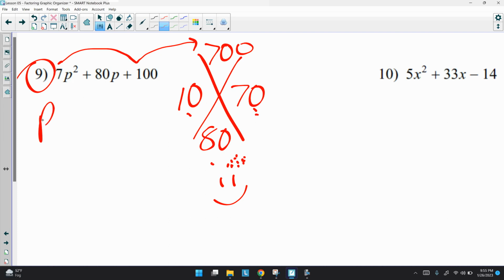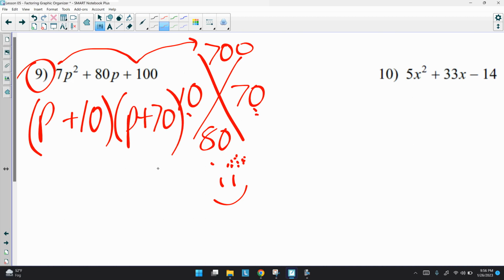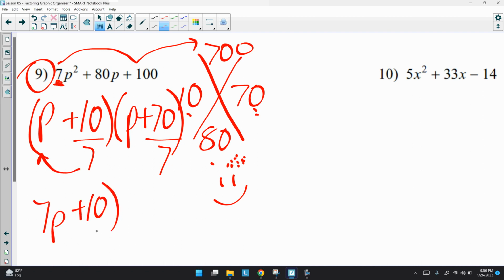Okay, P plus 70. I'm running out of space. I'm sorry. Don't forget, we got to divide by that 7. So 7 can't go into 10 evenly. This is reduced. Bottoms up. 7P plus 10. And 7 can go into 70 10 times. So P plus 10.